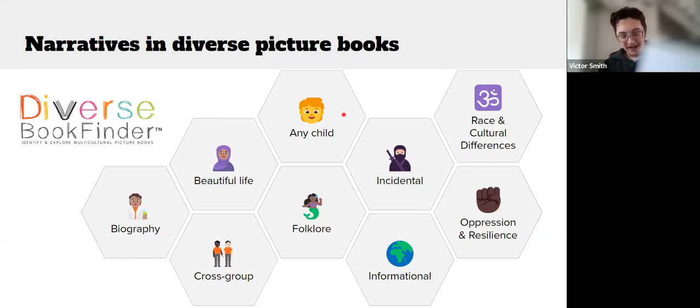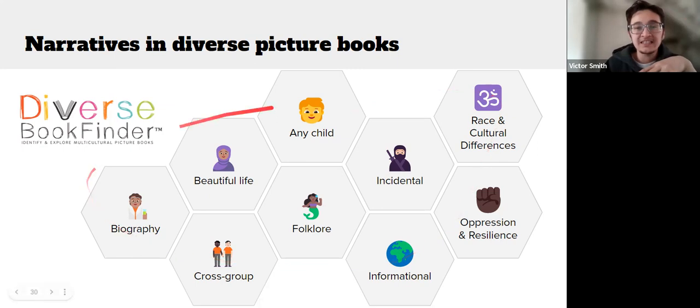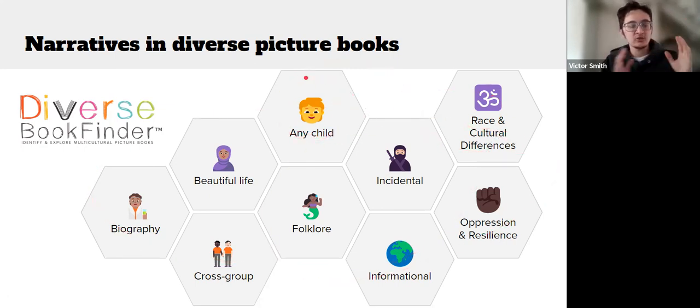So one thing that I have found, these are the 9 categories that the diverse picture book finder gives you. And what it means is that when there are picture books that show non-white characters, they fall into these 9 narratives. Any child means that you could change the race of a character and it does not change the plot. Incidental means it's a background character. Informational means it's a nonfiction text. So maybe it's about Mali. And so you're seeing Black characters, but it's not necessarily about their race. Folklore, so like cultural stories. Beautiful life means that ethnicity and race is a pivotal part to the plot.